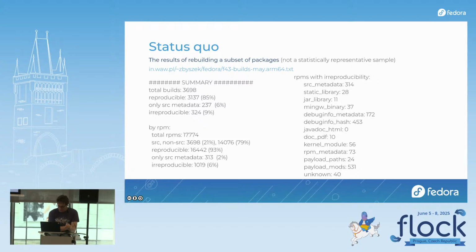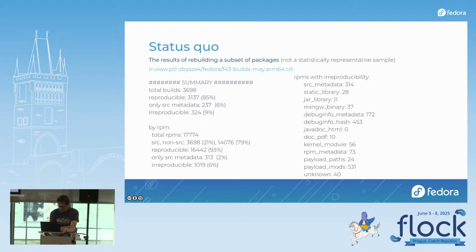And if we look at RPMs, because we can look at the package level and we can look at the RPM level. At the RPM level, 93% of RPMs are reproducible. And if we look at the specific issues in the table on the right, source metadata is a significant issue. There is still a bunch of static libraries. I don't know why. This is some categorization that is done to match the reasons for the irreproducibility, because many of the common cases repeat.